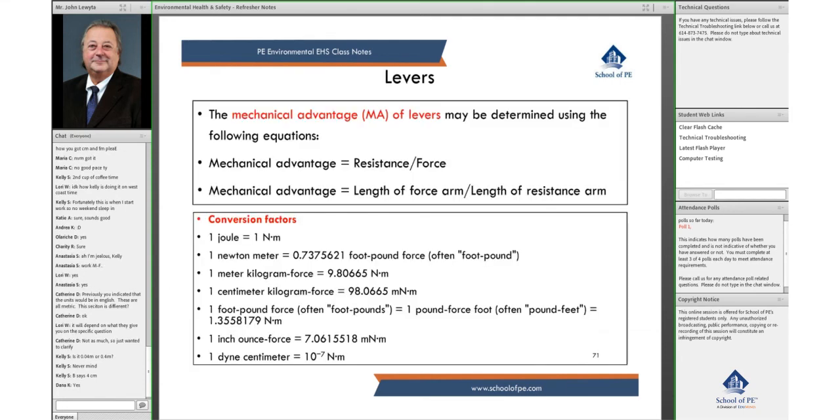Here I just put some conversion factors, and mechanical advantage is basically, as we said earlier, the resistance divided by the force, or the force arm length divided by the length of the resistance arm. And these are just some conversion factors, but they're in your handbook.